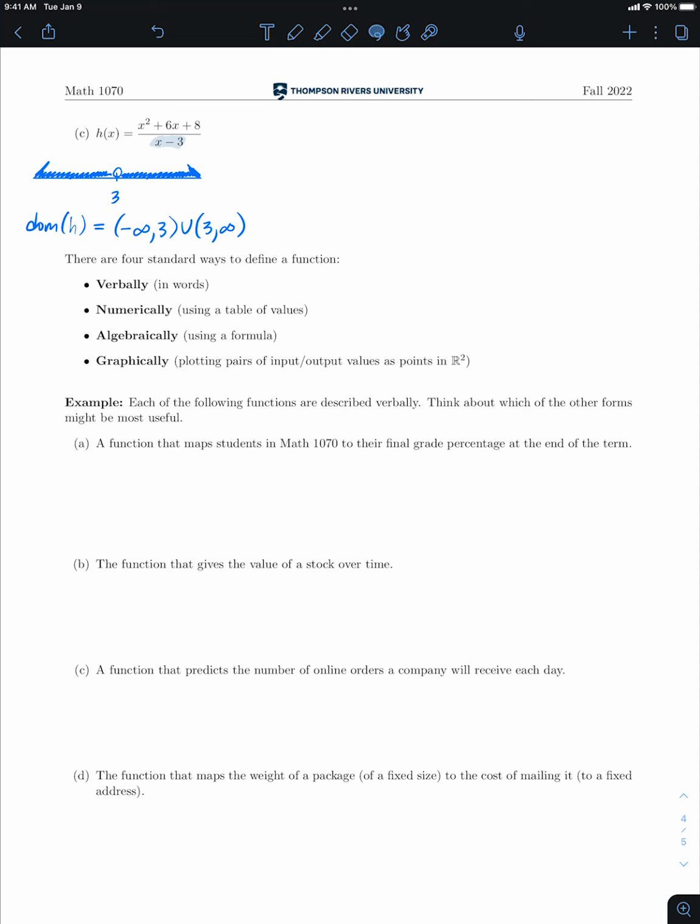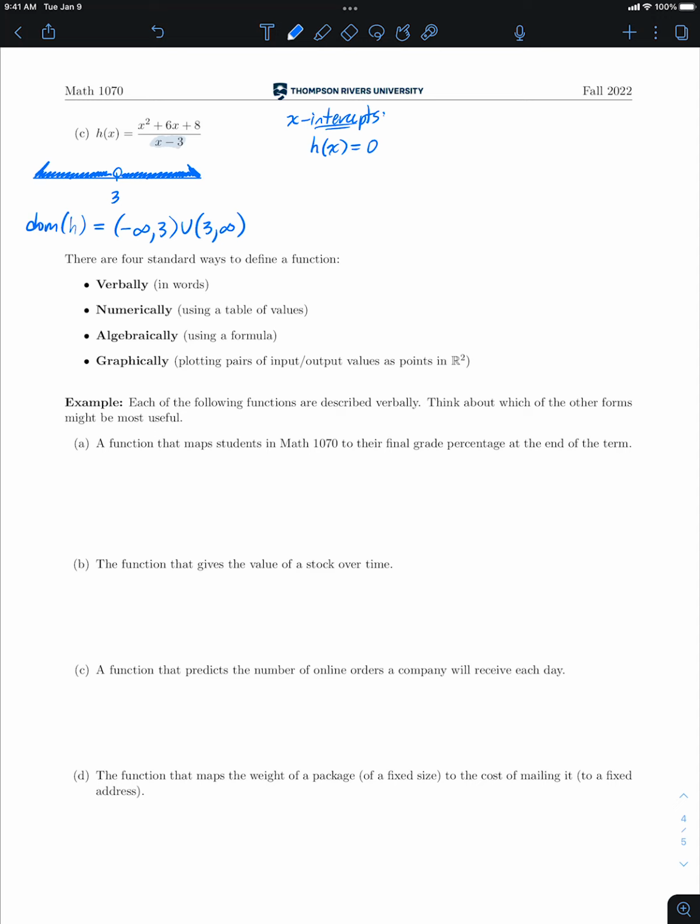So what were we asked for? We're asked for the x and y intercepts, right? So let's do the usual thing. We'll start with the x-intercepts. And remember, to find the x-intercepts of a function, you set the function equal to 0. So in our case, it's h. You want to find out where h of x is equal to 0.